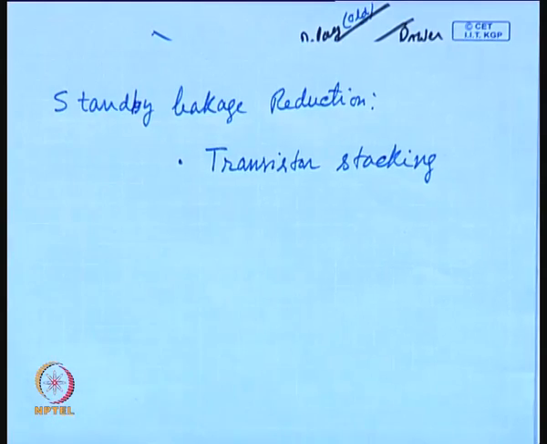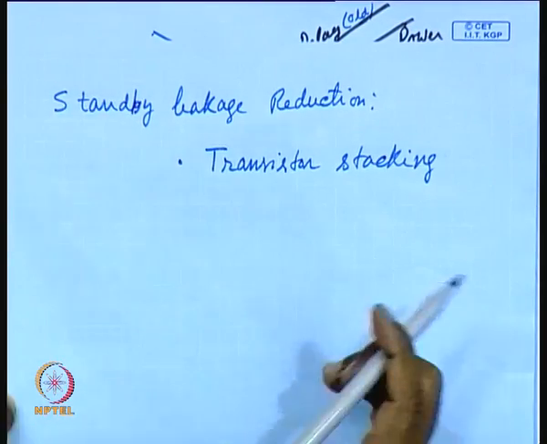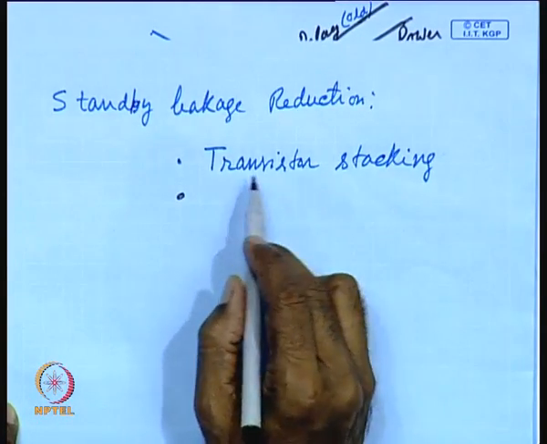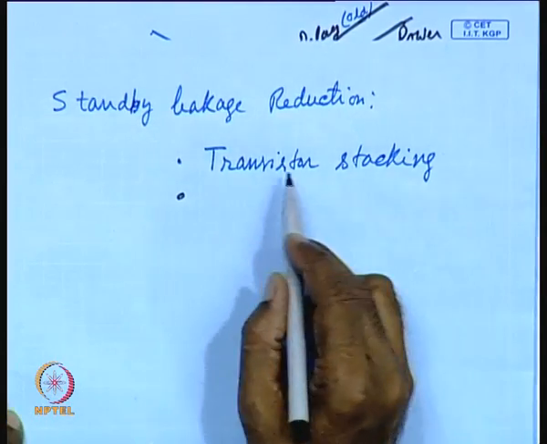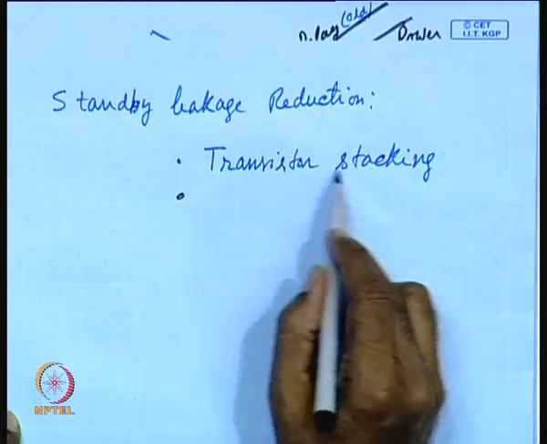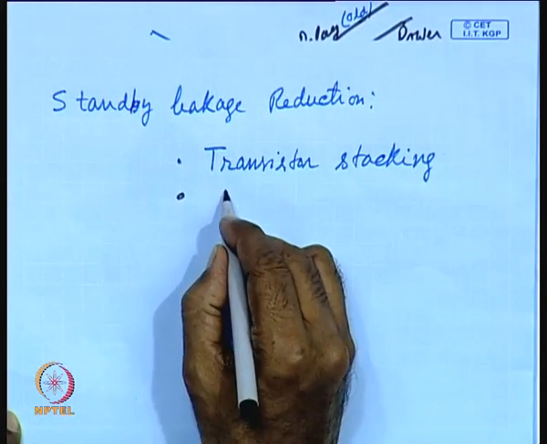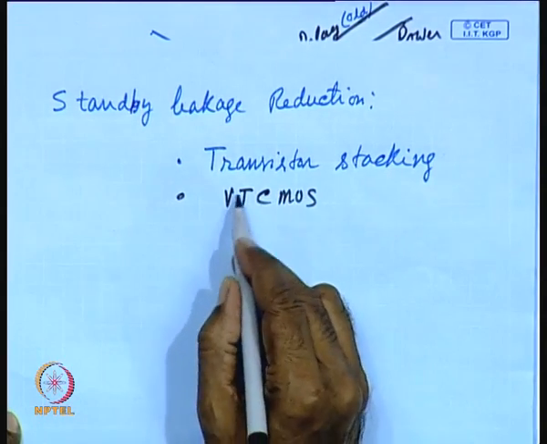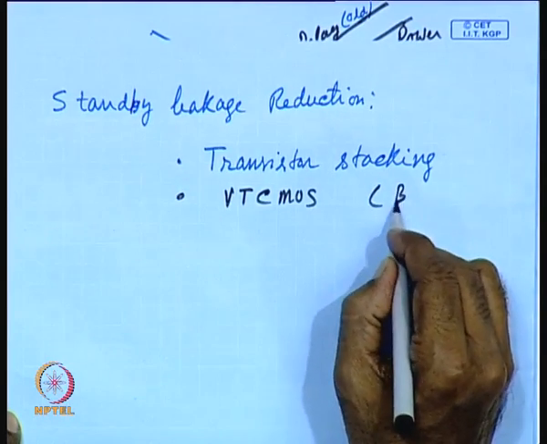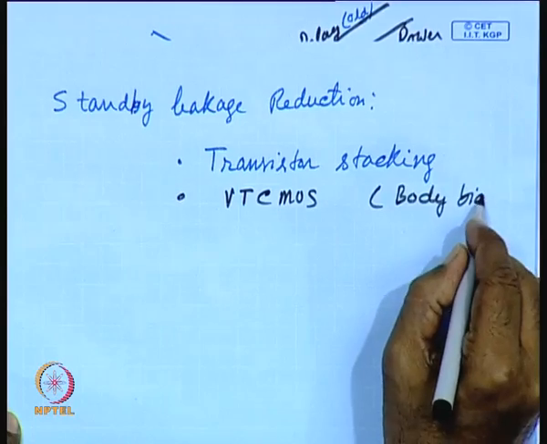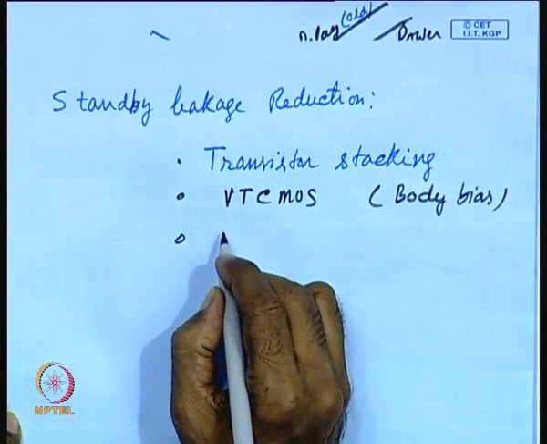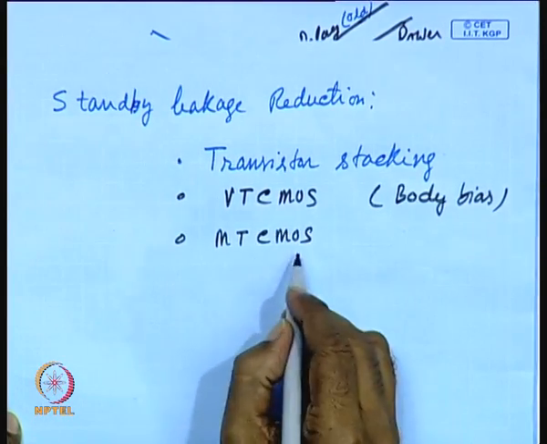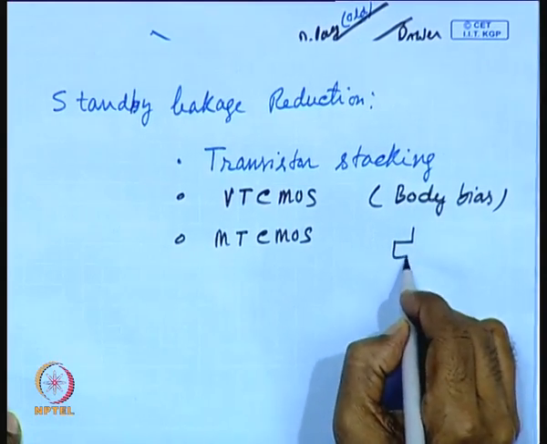As you know, if you apply different input combinations to a combinational circuit, when the transistors are in series, because of self bias for a particular input voltage, there is reduction in leakage power, that is the transistor stacking. So, you can write transistor stacking or VT CMOS, variable threshold voltage CMOS, in which the threshold voltage varies by changing the body bias. And the third technique that was discussed is MT CMOS, multi threshold voltage CMOS, where you can use multiple threshold voltages in series, you may recall.